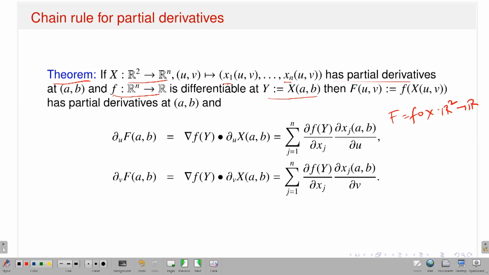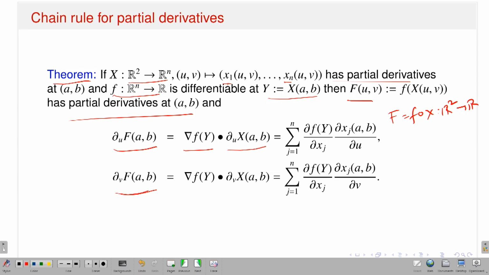So, if capital X has partial derivatives and small f is differentiable at the point, then the composition function has partial derivatives at (a, b), and you can write the partial derivatives of capital F in terms of the partial derivatives of capital X and the gradient of small f. That is, the partial derivative of F with respect to u at (a, b) is nothing but the gradient vector of f at the point y, which is X of (a, b), dot product with the partial derivative of X with respect to the u variable at (a, b).